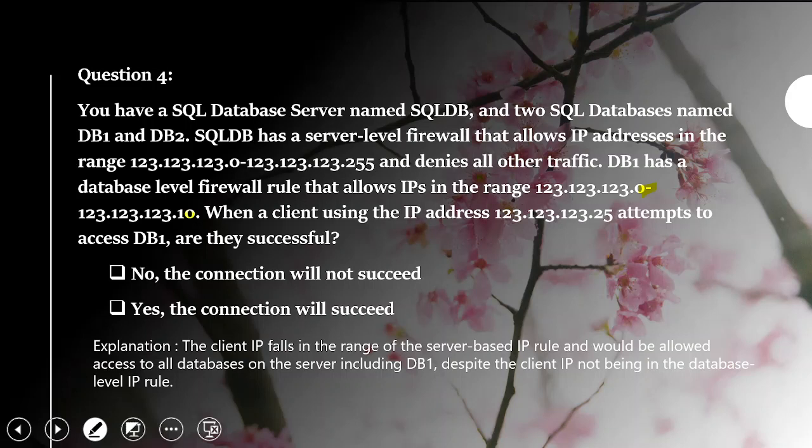Where the client is using the IP address 123.123.123.25. Try to understand this question: they attempt to access it, and are they successful or not? We need to just think about this one. At the server level we allow 0 to 255. At the database level we allow 0 to 10. The client IP is 25. This 25 is not in the range of the database level, but it is already in the server level range. So we can say yes, the connection will succeed.